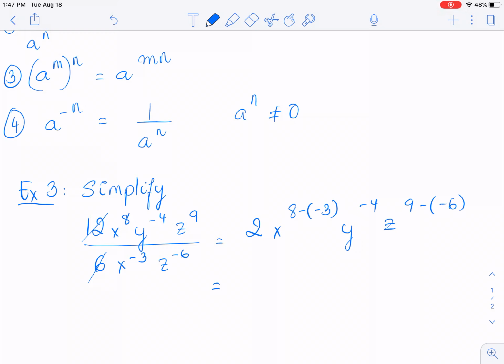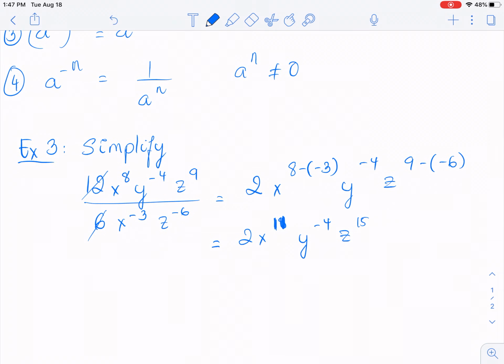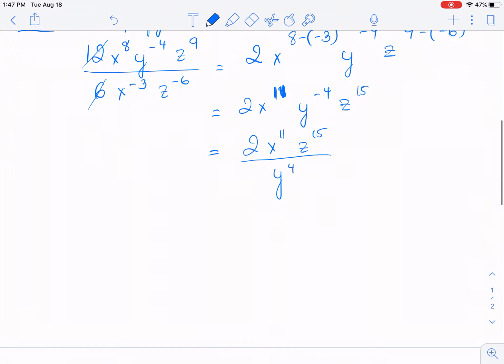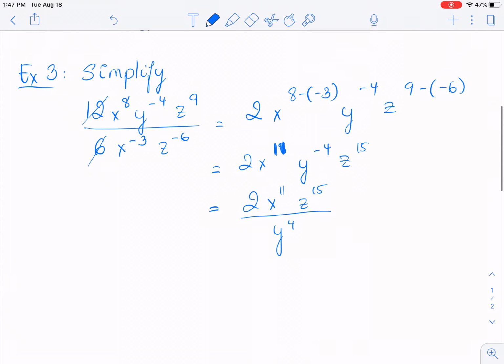So now when we simplify it, we have 2x to the 11, y to the negative 4, and z to the 15. Now I'm going to take care of the negative power. So the final answer is 2x to the 11, z to the 15, over y to the 4th. So that's number 3.